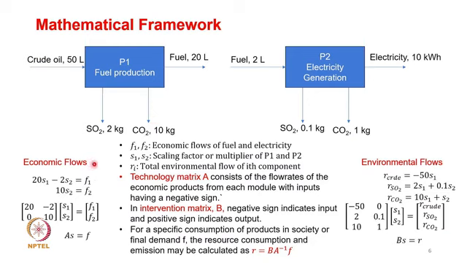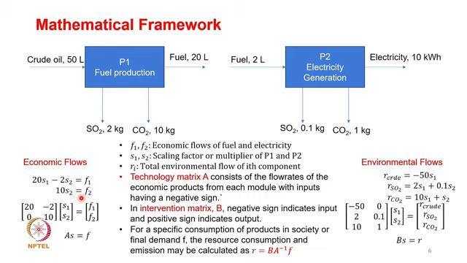So look at the input to this system. If you combine this entire process, 2 liters of fuel is going in as input and 20 liters is being produced. So it would be 20 S1 minus 2 S2, which is equivalent to the economic flow of fuel, F1. There is no electricity here. It is going out as 10 kilowatt hour, so it would be 10 S2 equal to F2.